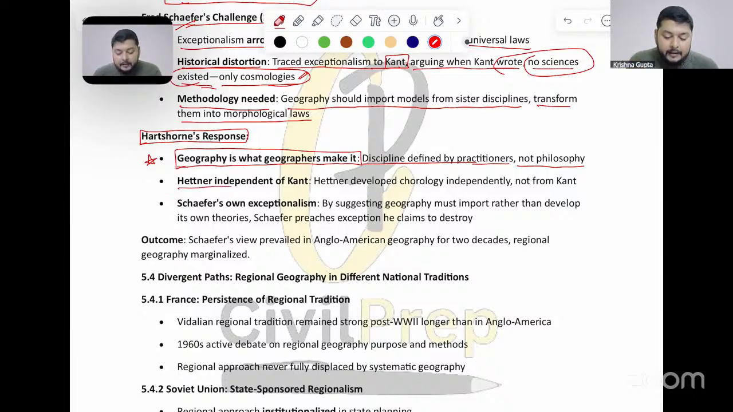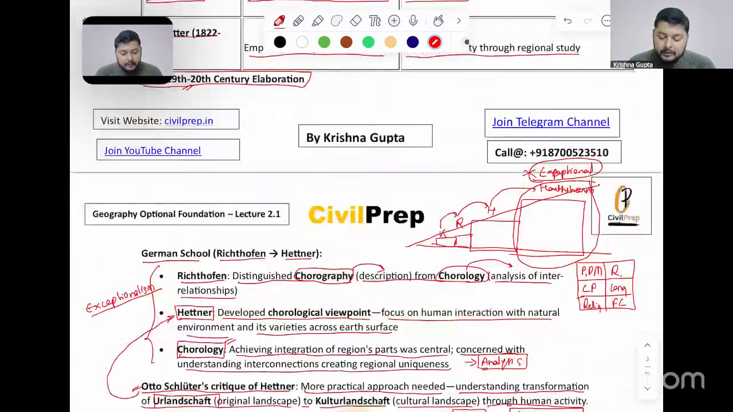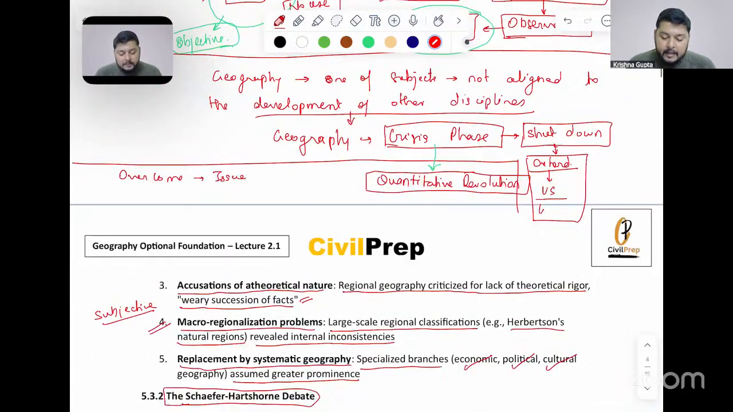Then Hettner, independent of Kant. Hettner developed chorology independently, not from Kant. If we come to the previous part where we were talking about exceptionalism, here we have Kant, Richthofen, Hettner, and Hartshorne. He's saying that the chorological view of Kant is different from the chorological view of Hettner. So there is a difference between the chorology of Kant and Hettner. And yes, there was a difference between the chorology of Hartshorne and Hettner also. This was also highlighted by Hartshorne here.